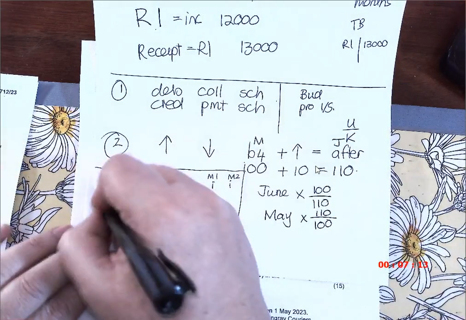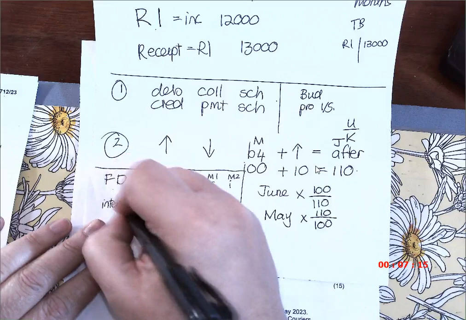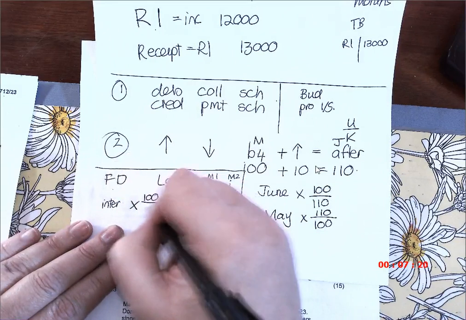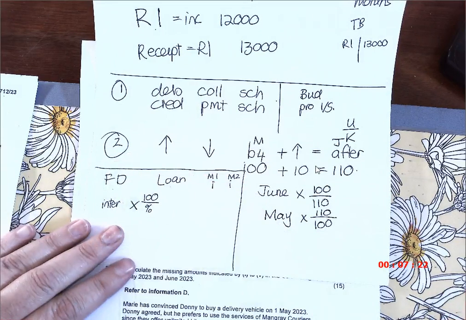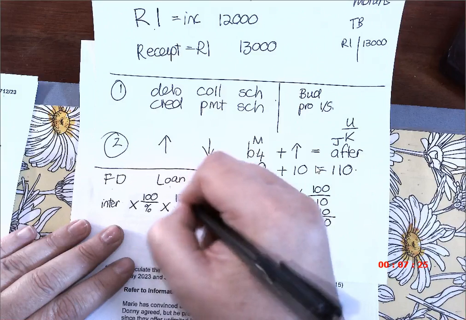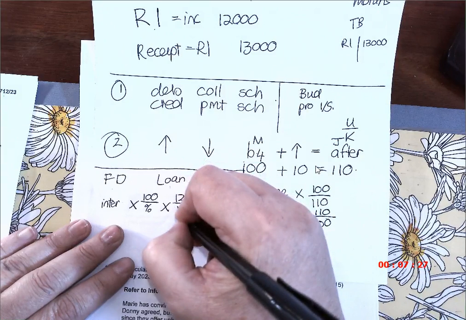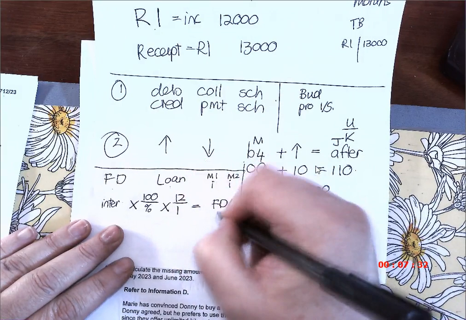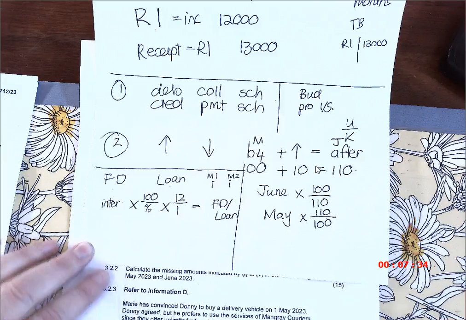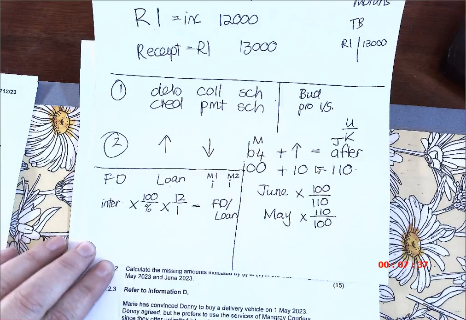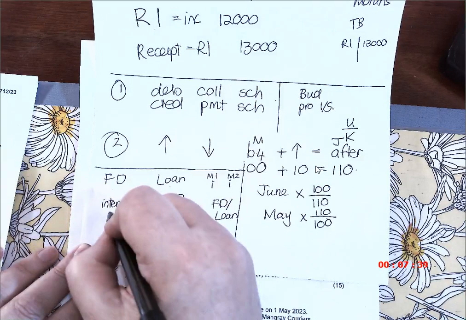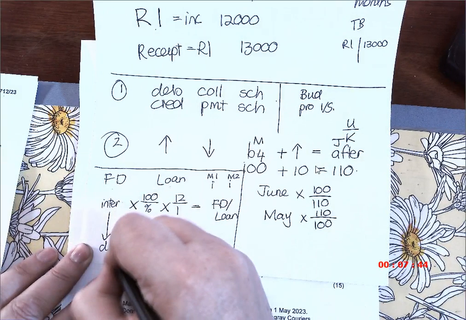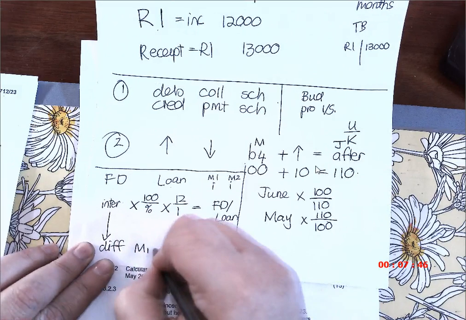I will take the interest of that month, times 100 over the percentage that they give you, times 12 over 1, and that's going to give me my fixed deposit or my loan. Now, if I want to get the increase or decrease, I don't take the interest for that month. I take the difference between month 1 and month 2.